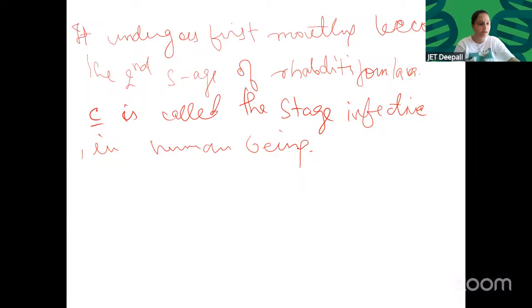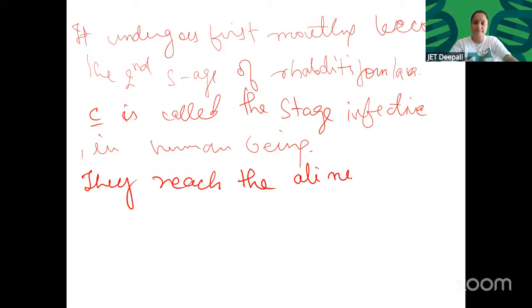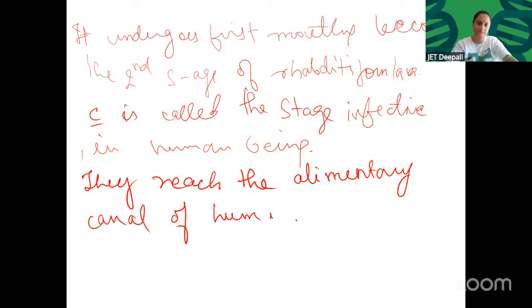Okay. They reach the alimentary canal of human beings through contaminated food and water. Why am I writing it in bold? Because this is an important line. They reach the alimentary canal through the contaminated food and water.